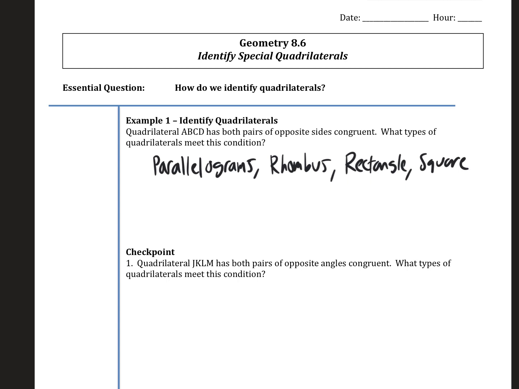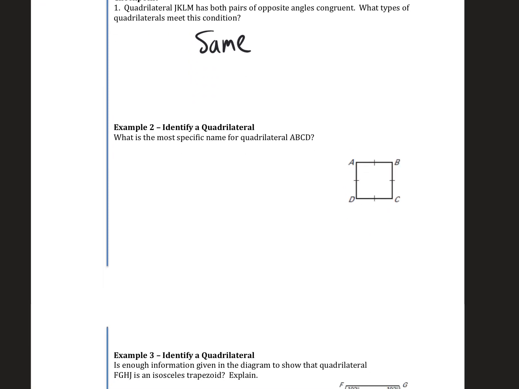How about checkpoint 1? See if you can figure this one out. It says quadrilateral JKLM has both pairs of opposite angles congruent. Which quadrilaterals meet this condition? It's actually going to be the same exact shapes. Those are all properties of parallelograms here, okay?